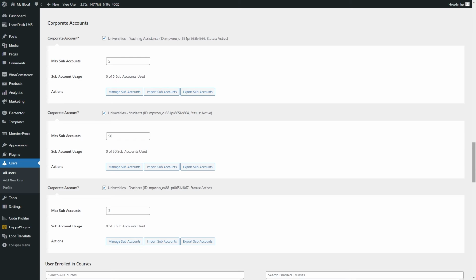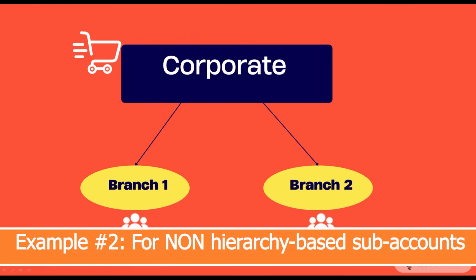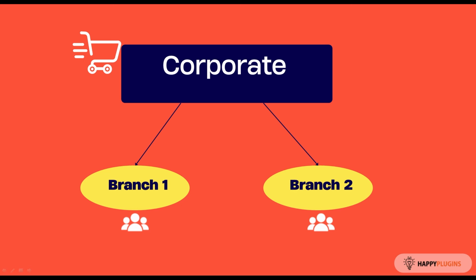Here are 2 more examples of how you can use the corporate add-on of MemberPress WooCommerce Plus. We will go over these examples briefly. The first example is selling multiple sub-accounts without a specific hierarchy. Let's say you want to sell a different number of sub-accounts to 2 branches of a big corporate.